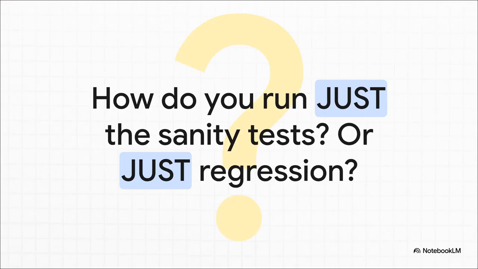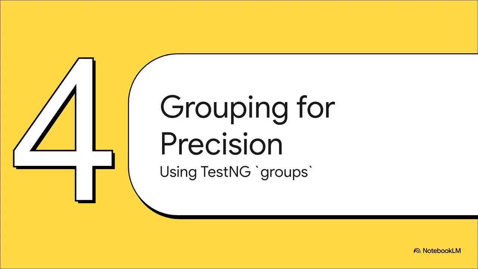How many times have you just wanted to run the sanity tests, or only the regression tests? For a quick check after a tiny code change, you just want to run a handful of critical tests. But before a big release, you need to run the whole regression suite. You need a way to slice and dice your test suite on demand. And this is where another TestNG feature, groups, comes to the rescue.